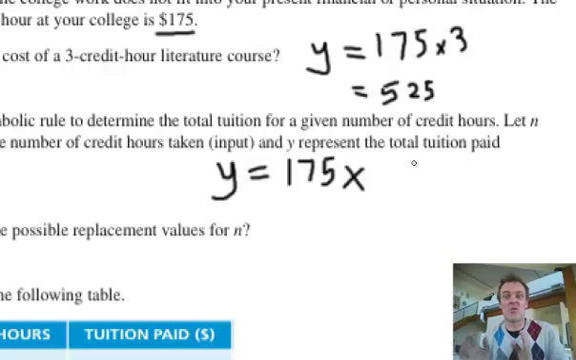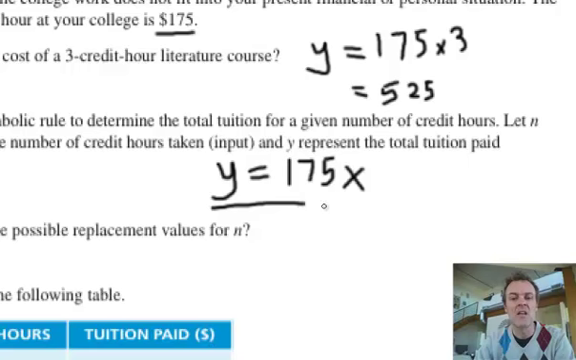No matter what I put where that x is, that's the variable, that's the input. 1 credit hour, times it by 175. 2 credit hours, times it by 175. 3 credit hours, which is what we did, times it by 175. So that is the equation. The easy way of doing this is, if I know the input, the number of credit hours, I just multiply it by 175 and I get the output, whatever it is I'm going to pay for the credit hours. So that's the easy bit.